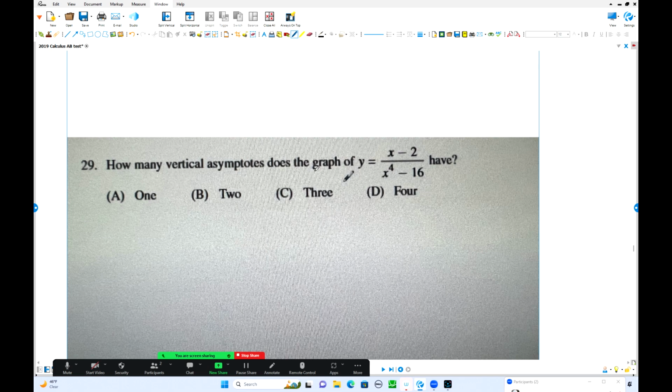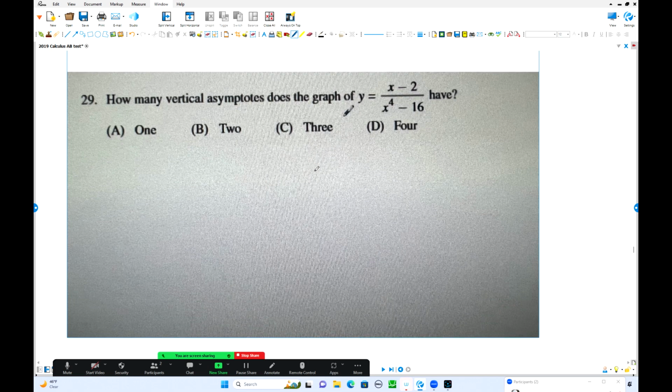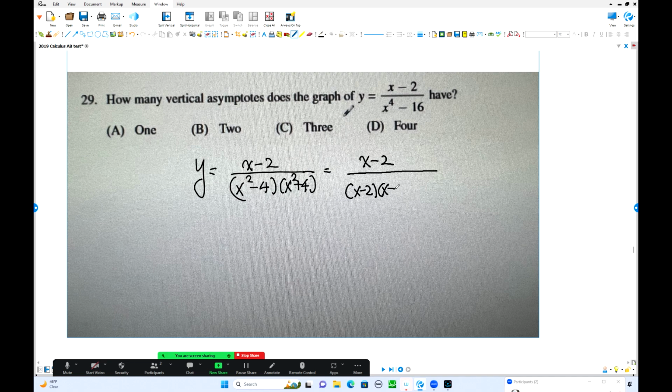Right, number 29. After this, we'll finish today. How many vertical asymptotes does the graph have? The original factors are x squared minus 4 and x squared plus 4. A vertical asymptote occurs where the denominator is 0, but we have to eliminate the common factor first. X squared minus 4 is x minus 2 times x plus 2, and the last one is the same as before.